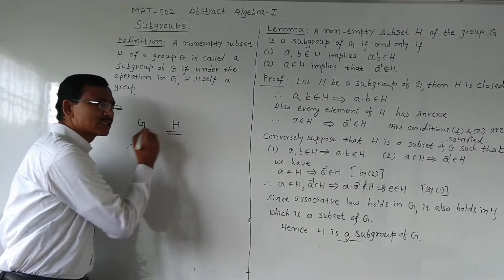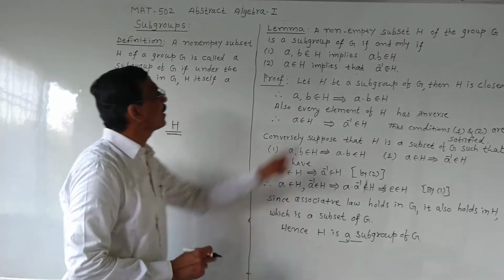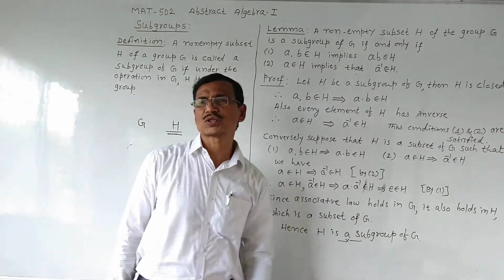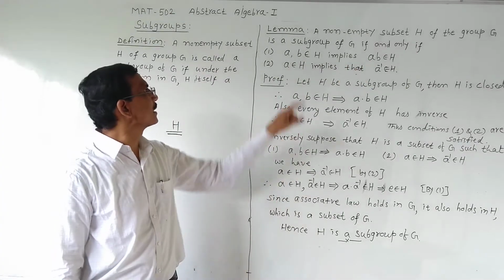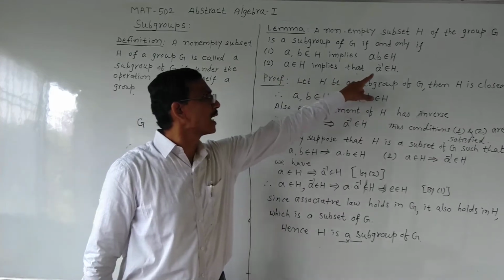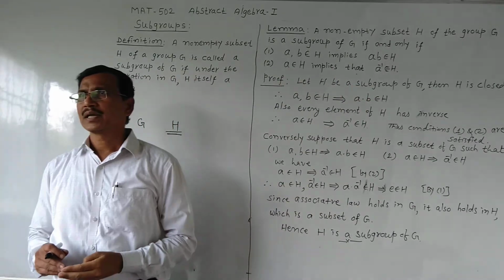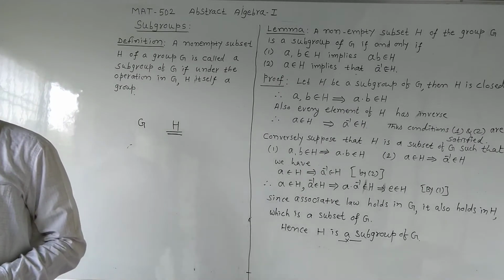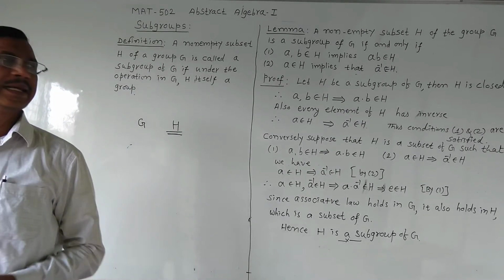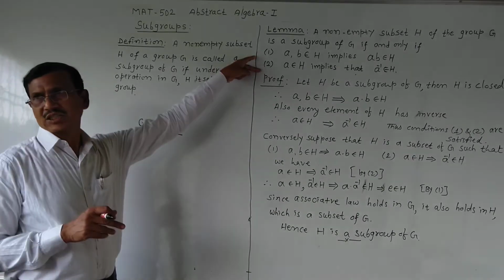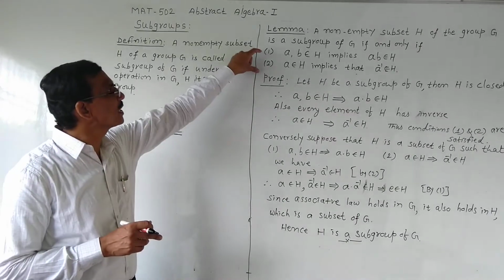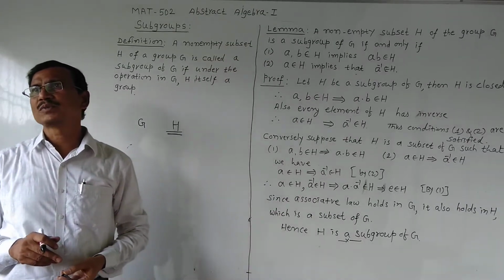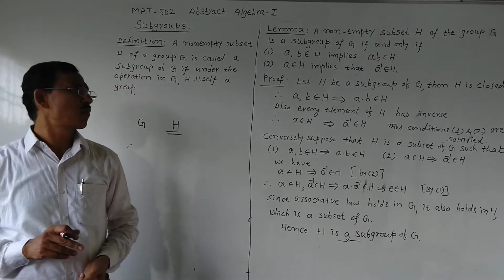if and only if, first, a, b belongs to H implies that a dot b belongs to H. And second condition, a belongs to H implies that a inverse belongs to H. Means a non-empty subset H of a group G will be a subgroup of G if these two conditions are satisfied. Or conversely, if these two conditions are satisfied, then subset H of G is a group.